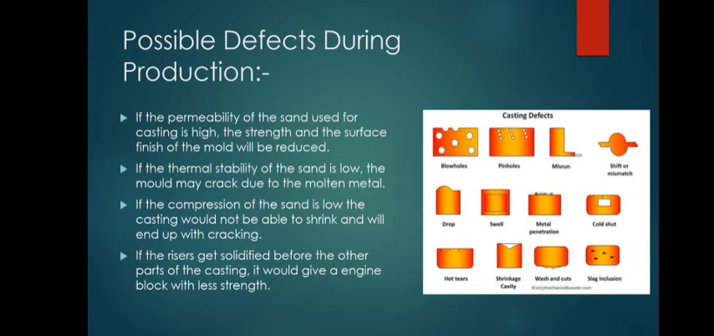So we can see here that cracking is the main defect because the thermal stability of the sand is lower, or the permeability of the sand used for casting is high. So these defects are considered in manufacturing processes.